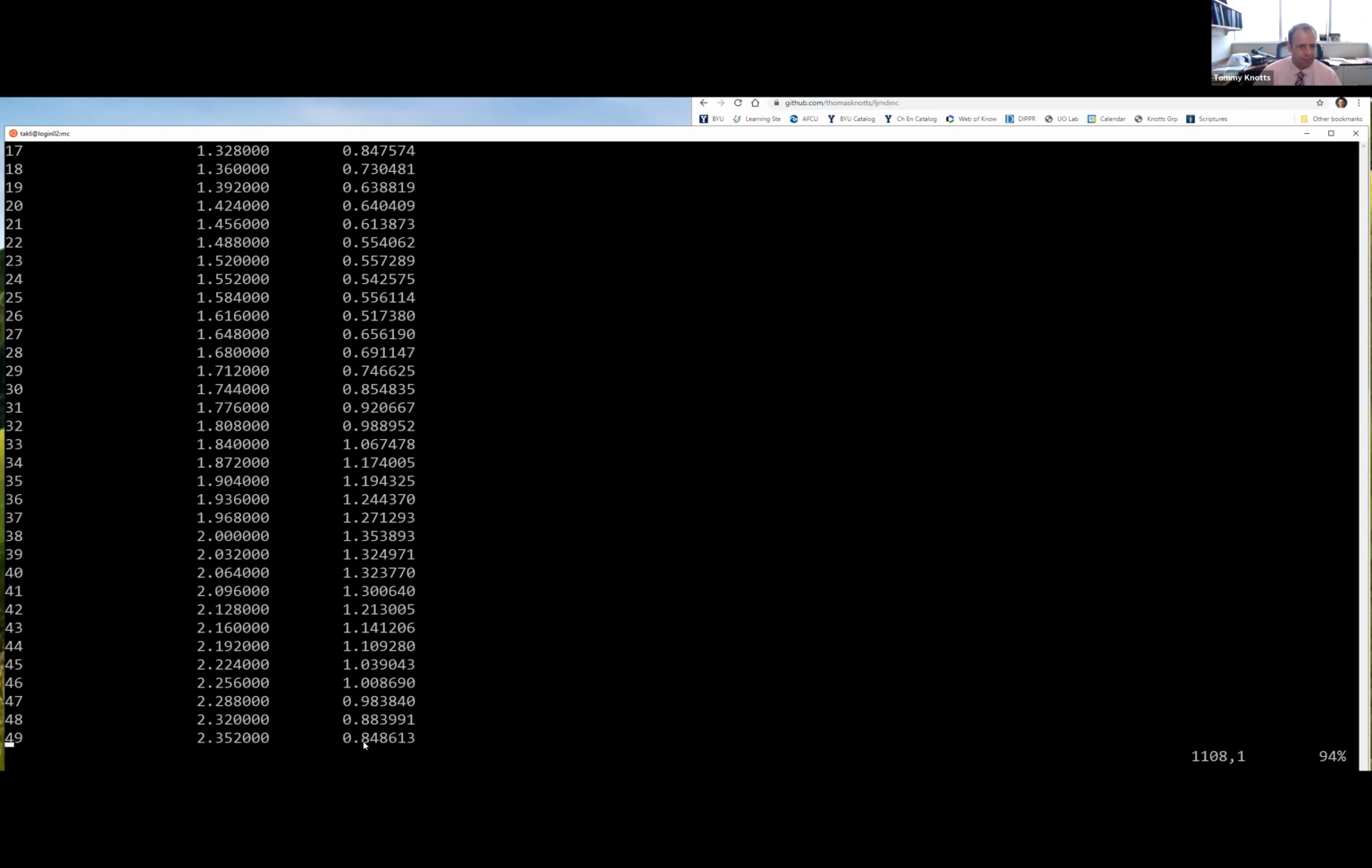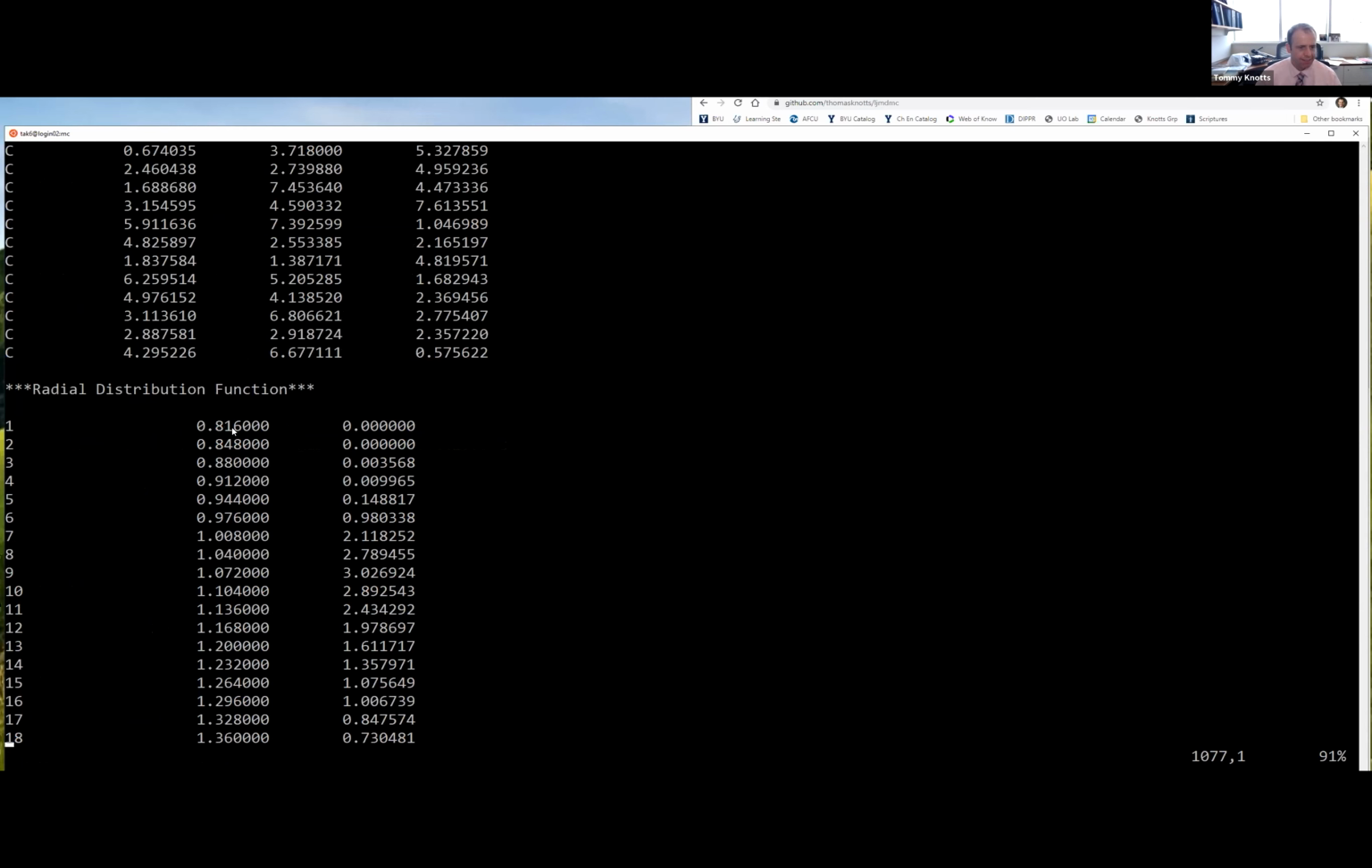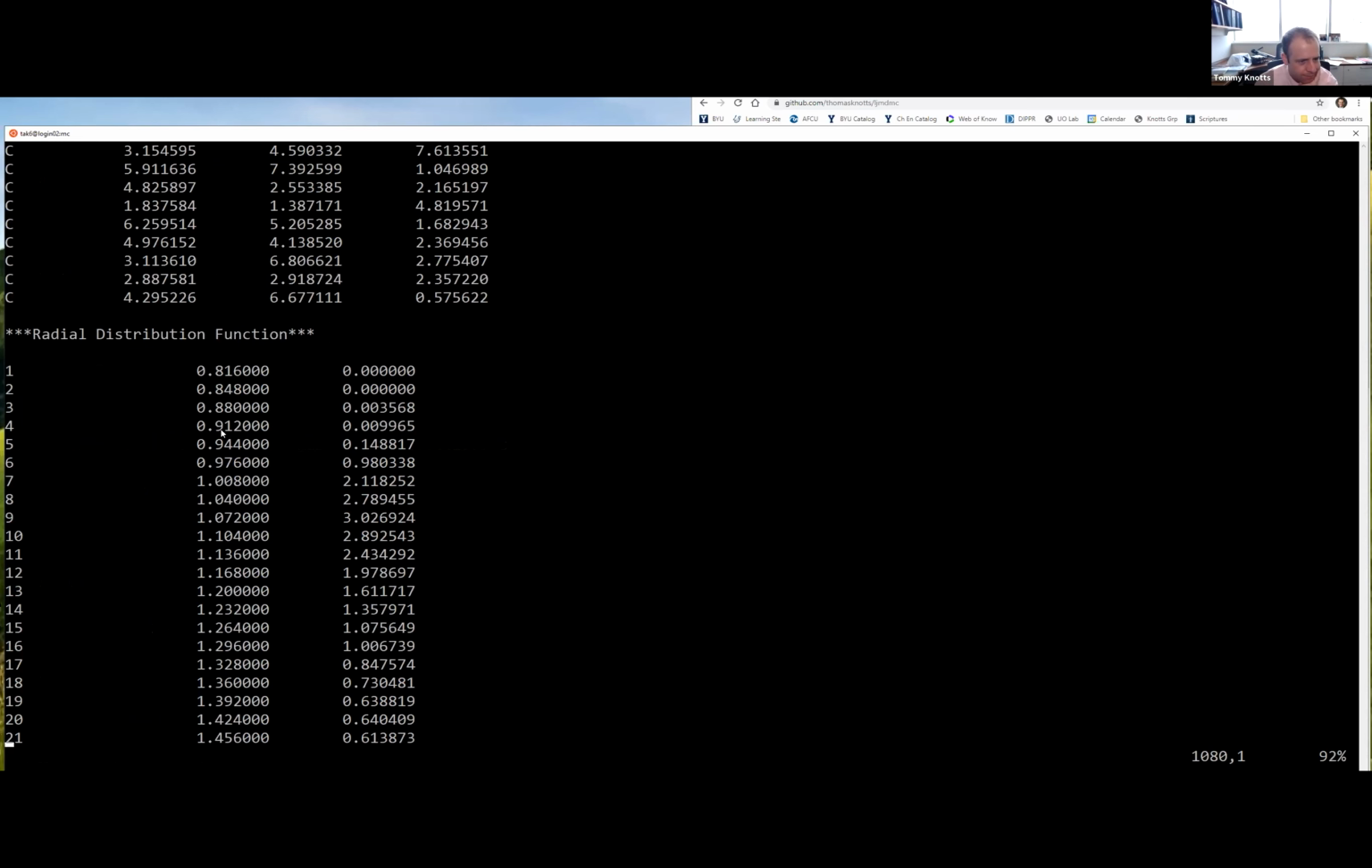So notice now I've got this radial distribution function. It gives me the bin value and it gives me what the radial distribution function is at that bin value. You'll notice I actually started at 0.8. It gives me the center of the bin value for graphing purposes. Because the first bin goes between 0.8 and 0.83 or something like that, I'm going to call the value of that right in the middle. So that's why it's in the middle there.